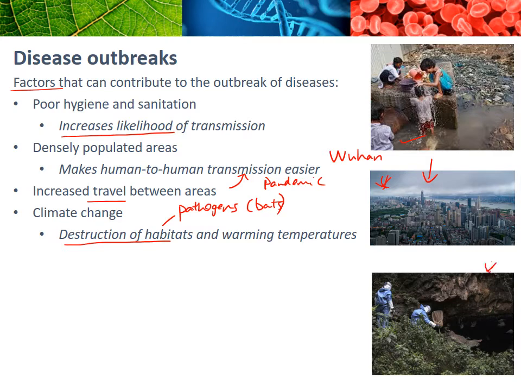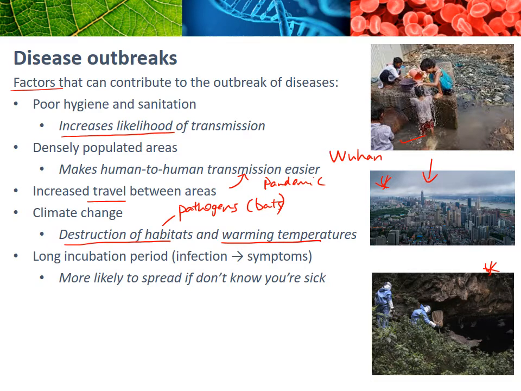This here actually is a bat cave where Batman lives. No, it's a bat cave in Asia where they know that there are probably a lot of viruses and they study these to see what might be coming up that could potentially impact humans. Another issue with climate change, warming temperatures. A lot of pathogens love warm temperatures. They thrive in those temperatures. So climate change has a big impact on these things.